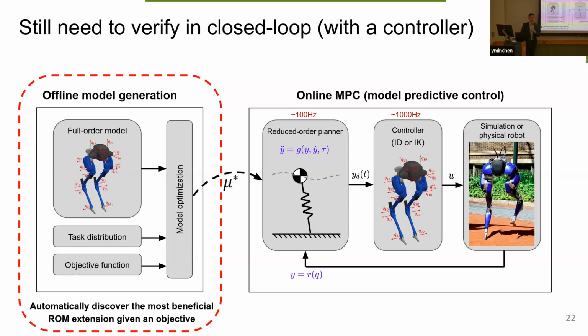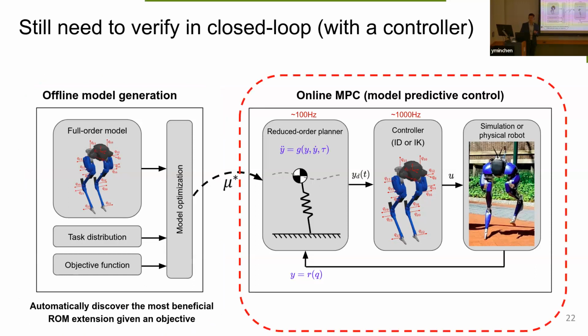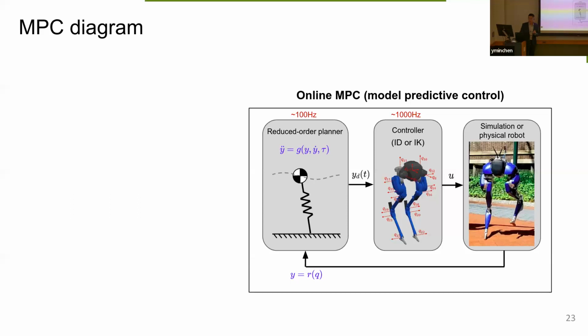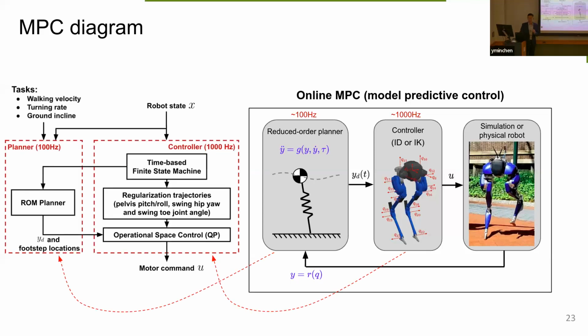Now we have this optimal model. We would like to use it in a controller, and hopefully we can see the same cost improvement. To give you a little bit more detail, the reduced model planner takes in the task here. It could be walking velocity or the stride length, and also turning rate, ground incline. And it outputs the reduced model desired trajectories and also the step location.